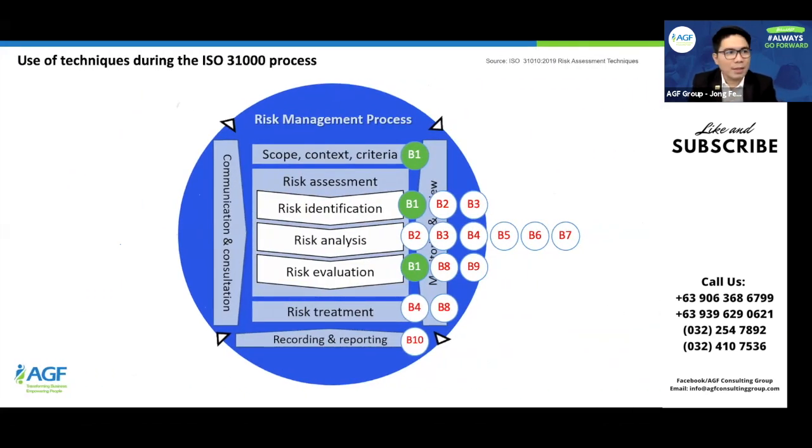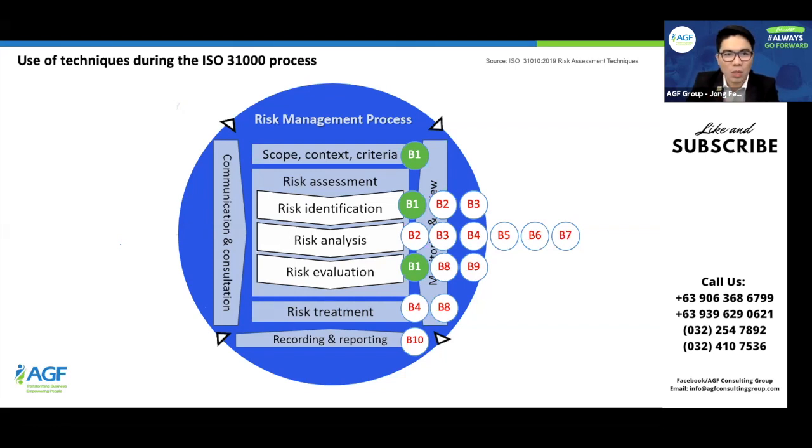Now, if you might think that this looks like a bingo card or something like that, I don't blame you, because of the balls and the numbers. But for purposes of easy identification, I've listed here B1 to B10. So each of these elements or steps in the risk management process, let's code it from B1 to B10. Okay, now let's take a look first at scope, context, and criteria.